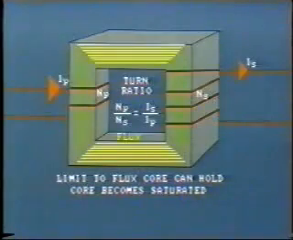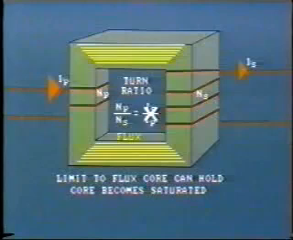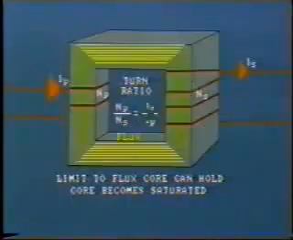At a certain point, the core becomes saturated, and the flux will no longer increase in proportion to the primary current. Consequently, the secondary current will no longer follow its fixed relationship with the primary. Remember, it is the flux which creates the secondary current.